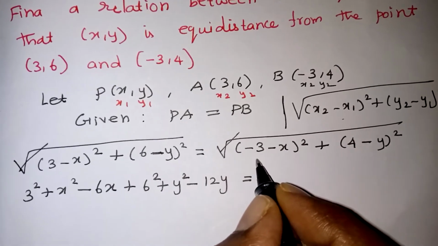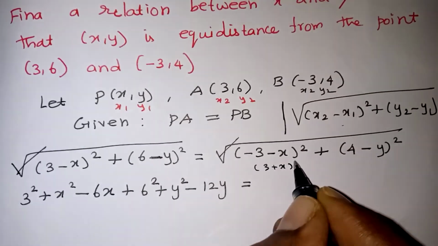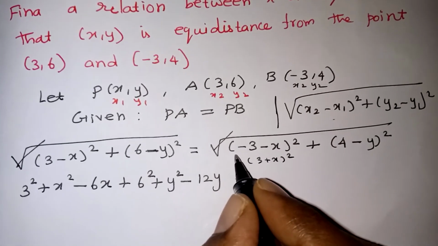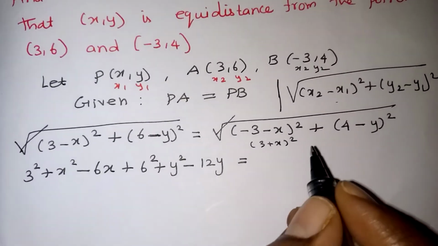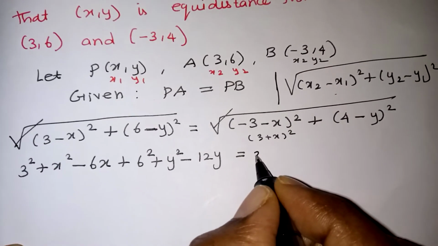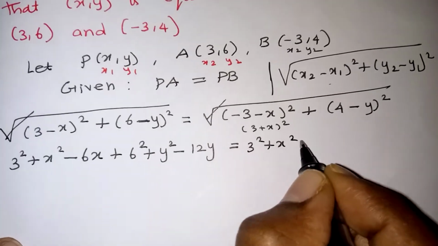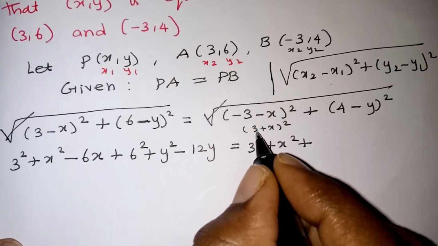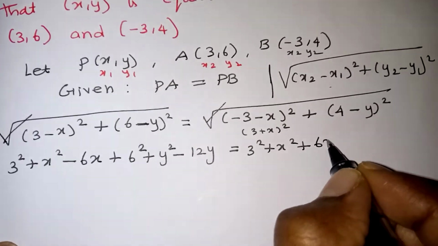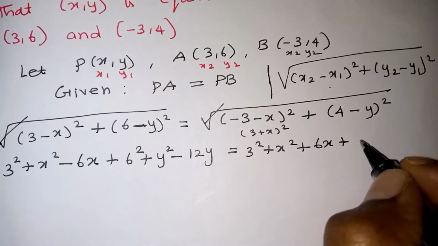This is actually equal to (3 + x) the whole squared only, because minus and minus when you are taking common, when you are squaring it will become plus only. So (a + b) the whole squared will be a squared plus b squared plus 2ab. 2 into 3 into x, 2 3s are 6x. Plus (4 - y) the whole squared.